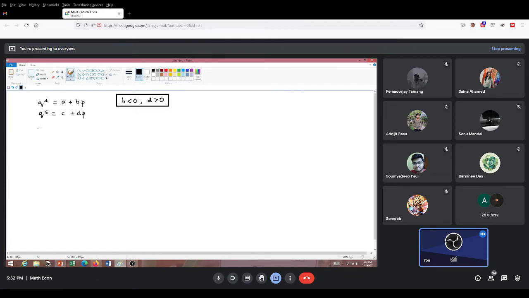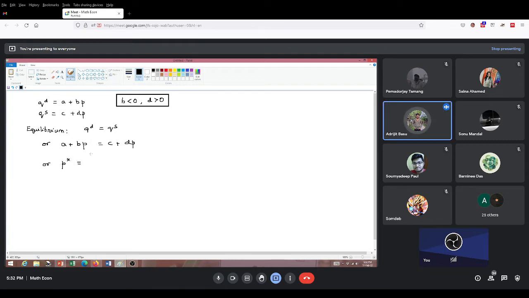Okay, so the first step is, how do we find the equilibrium? The answer is very easy. We simply equate demand and supply, so QD is equal to QS. And then we solve for the price. So can you tell me what the price will be? A minus C divided by D minus B. Just an example.